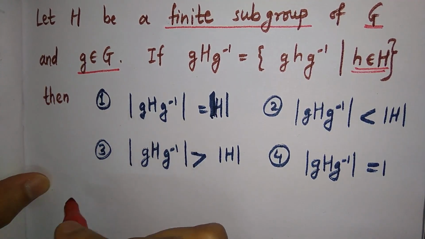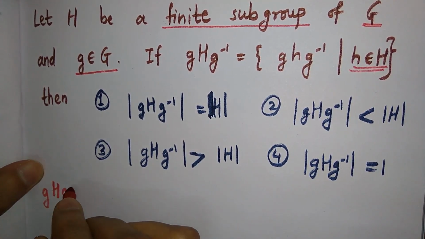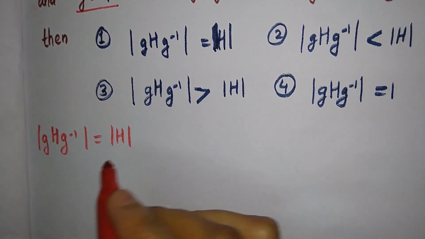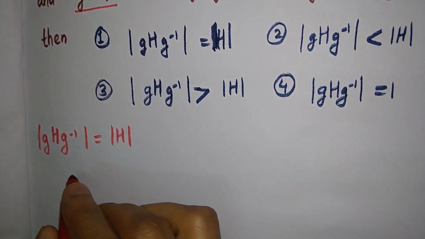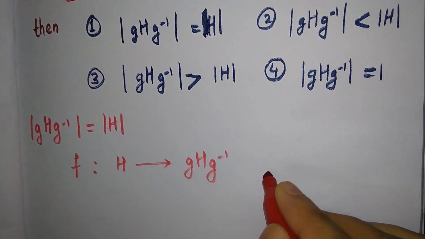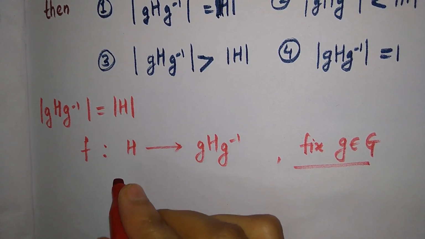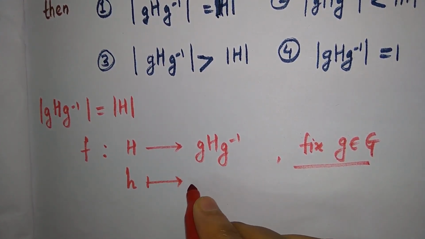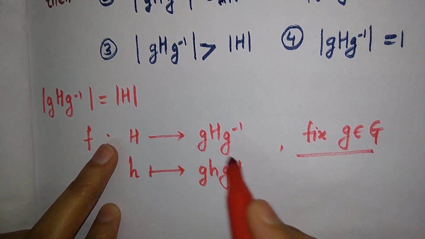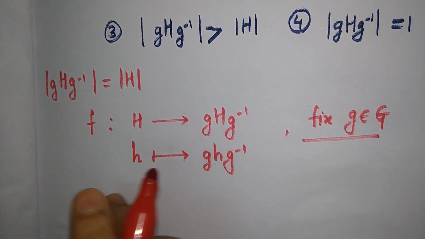Now we know that if H is a subgroup of G, then the order of GHG inverse is the same as the order of H, because we can just write a bijection between these two sets. So let us take f, a function from H to GHG inverse, and this g is a fixed element of the group G. Now you just take a small h and map this h to g h g inverse, right? So this h is an element of this capital H, so g h g inverse is an element of G capital H G inverse. So we can define the map like this.